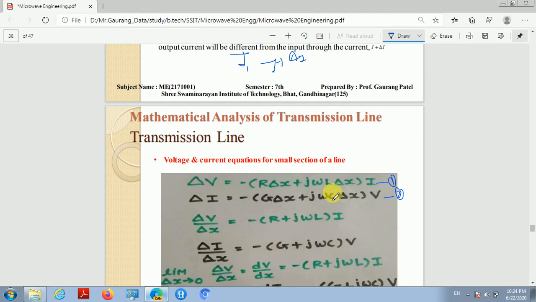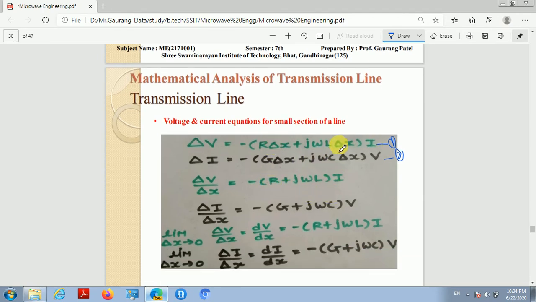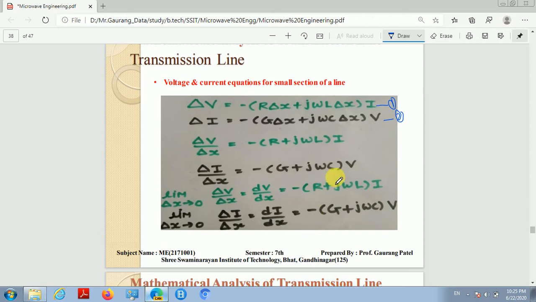Now from equation 1 delta x will be common, so if we take delta x common and bring it to the left hand side, then delta V divided by delta x is equal to minus (R plus j omega L) into I. Similarly from equation 2, if we take delta x common and bring it to the left hand side, then delta I divided by delta x is equal to minus (G plus j omega C) into V. As we know, we have considered a very small section of the transmission line, that is delta x approximately equal to 0.